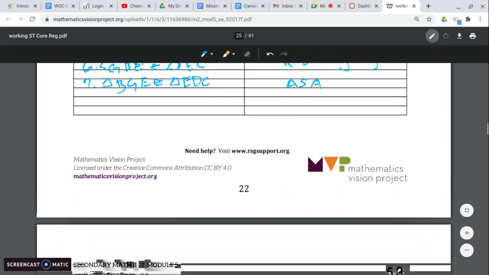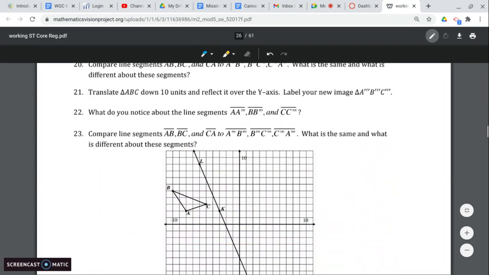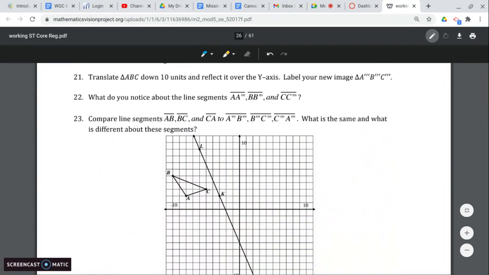All right. Our last section, transformations. This is very similar to what we did just the other day. Perform the following transformations on triangle ABC. Use a straight edge, connect the corresponding points with a line segment. Answer the question. So we want to reflect triangle ABC over line LK and label our new image triangle A prime, B prime, C prime. So there is our triangle. We're reflecting it over LK.